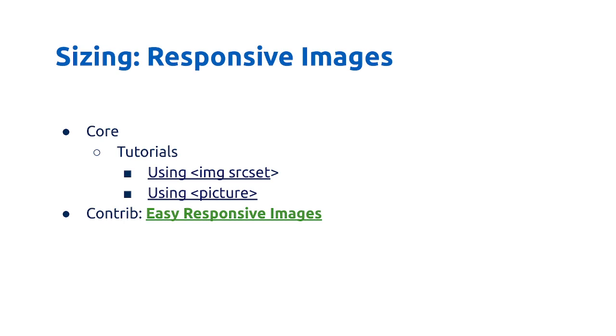One is called image source set, so you provide markup that tells the browser what proportion of the overall viewport it needs to size those images to, and then you provide a bunch of different image sizes, and then the browser itself will figure out which image it needs to grab and then download only that one. So in some ways that's easier to set up, but using the picture element actually gives you more options.